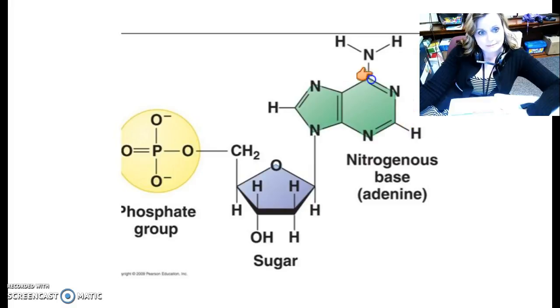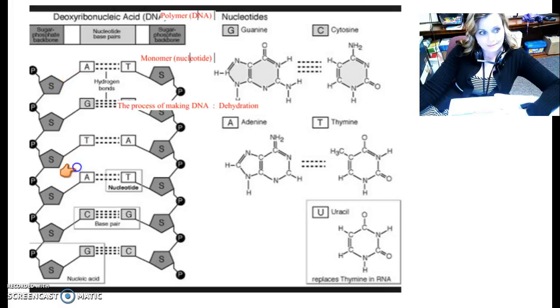And the nitrogenous base is what's kind of coding for information. And this particular base is called adenine. That's one of 4 bases in DNA. This is also called a monomer, a single group, which when you put together forms the polymer of DNA. So monomer is the nucleotide, polymer is the whole DNA.